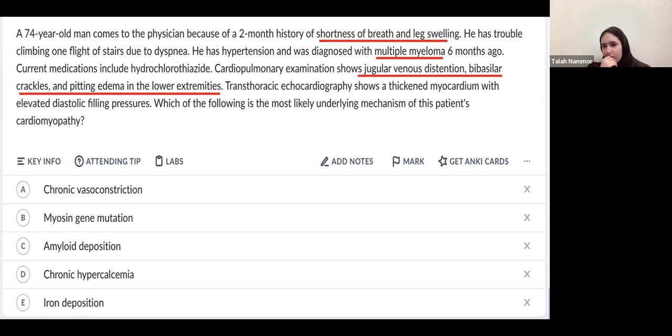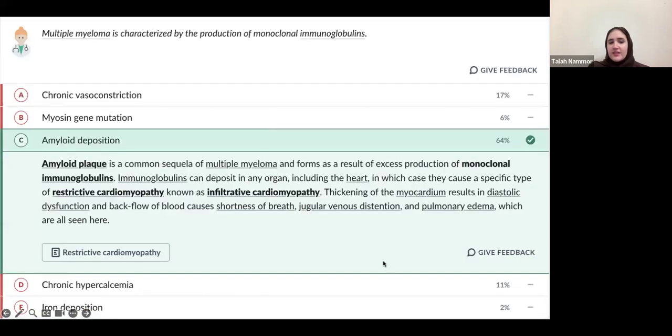Why? What's something in the question that, once you see it, you're like, amyloid can lead to hypertrophy? Myeloma. Exactly, the myeloma. So when we see multiple myeloma, we directly think of amyloid deposition. It doesn't cause hypertrophy, it rather causes restrictive cardiomyopathy. Why? Because the amyloid plaques are being deposited, so we get restriction. Okay?